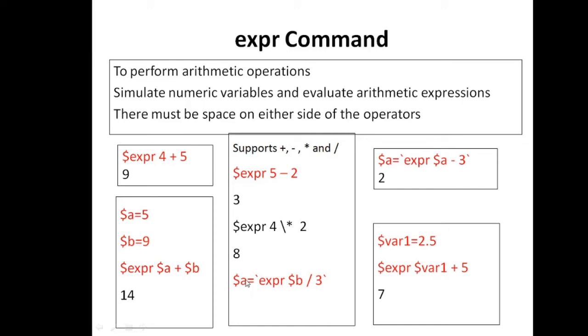And then here you can see that I'm assigning the EXPR value to a variable. So A is equal to, I'm just enclosing it with the back quote, EXPR $B divided by 3. Here also I have EXPR $A minus 3. There is another example. Variable1 is equal to 2.5. EXPR $variable1 plus 5. You may be expecting 7.5, but it gives a value only 7.